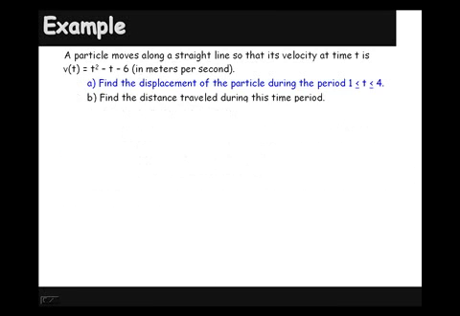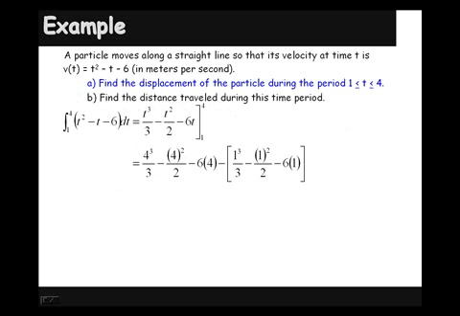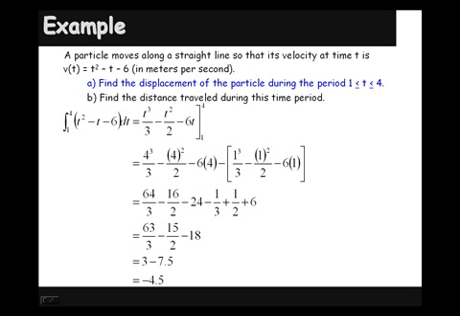So let's make some room here. Let's find the displacement. Well, to find the displacement, we just need to integrate that. In other words, find the antiderivative and evaluate it from 1 to 4. Plugging in 4, then subtract plugging in 1, we get a displacement of negative 4.5. So it ends up 4.5 meters to the left of where it started.